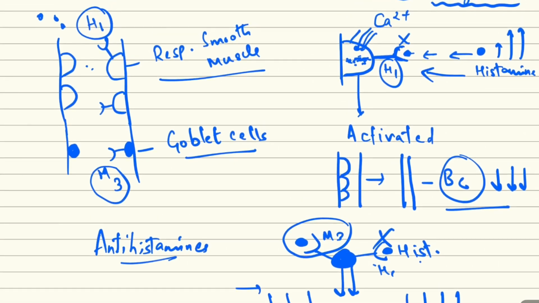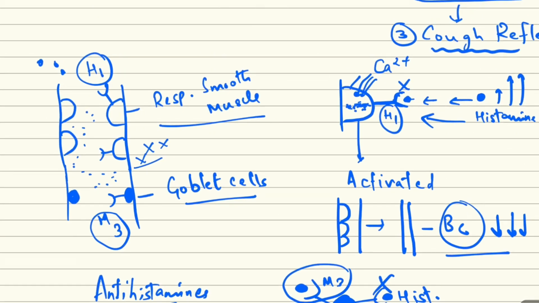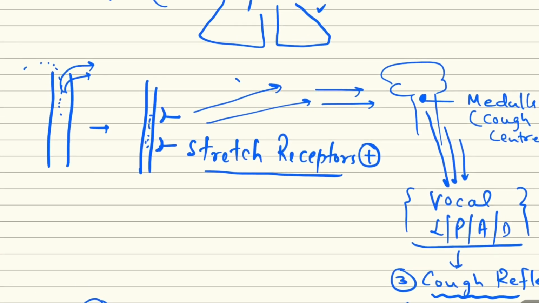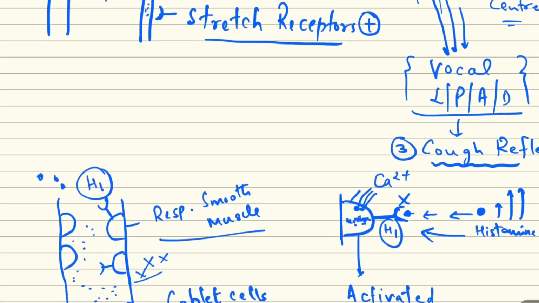As we know, whenever there is no more irritation or bronchospasm, and no more secretions, there are no more impulses being generated, and these impulses will not reach the central nervous system to cause the cough. So the patient will be relieved from cough.